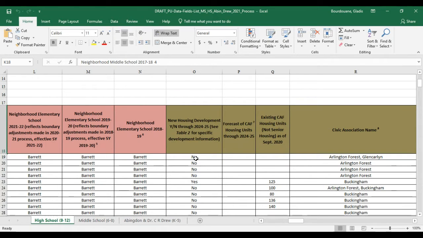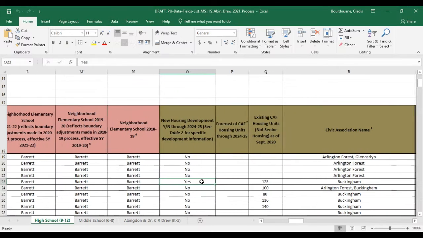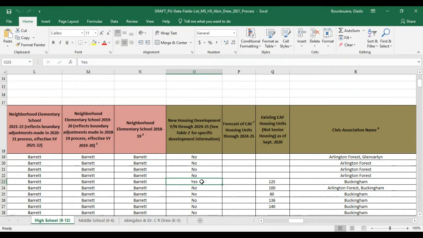that you'll be able to see in table 2, which we'll go through in a little bit. There's a yes or no, so you'll be able to see yes, we do have a new housing development. You'll be able to go to table 2 to verify that that is what you see in your planning unit.